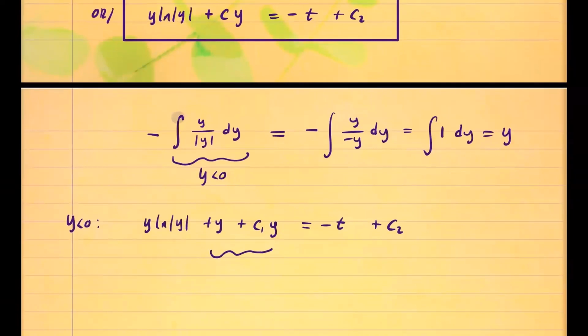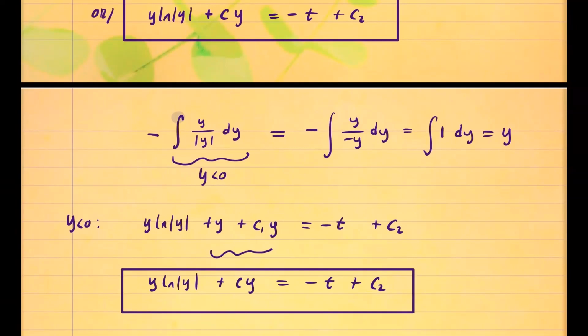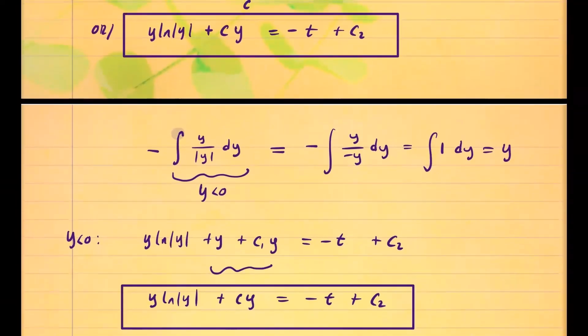And then again here, you can pull out the y's. So you have y ln of absolute value of y plus y times 1 plus c1. Again, 1 plus c1, call it another arbitrary constant. Let's call it c times y equals negative t plus c2. So there you have it. This is the answer if you assume y is less than 0, which is not a different answer from the one we just obtained right here. So you are free to assume that y is positive, and it will make more sense if the question clearly tells you y is assumed to be positive.